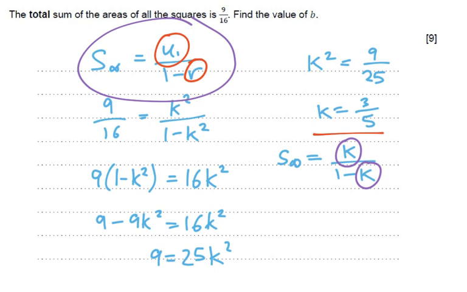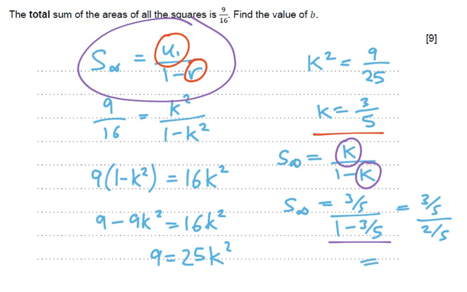And we know k is 3 over 5. Substituted in 3 over 5 over 1 minus 3 over 5. 1 minus 3 over 5 is 2 over 5. And then you just have to divide 3 over 5 by 2 over 5, which is 3 over 2, which is your final answer. So that would be b, the sum to infinity, the sum of all the lengths.